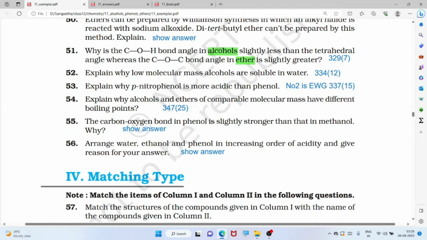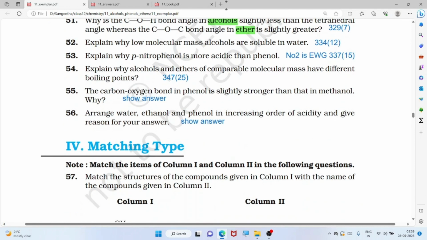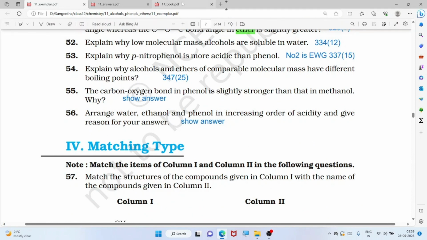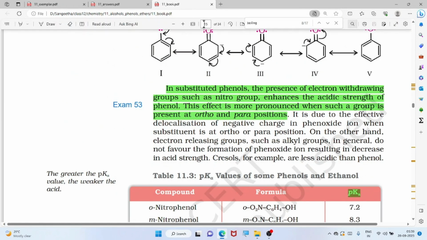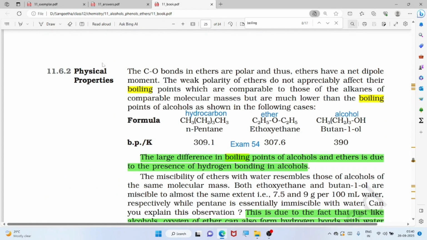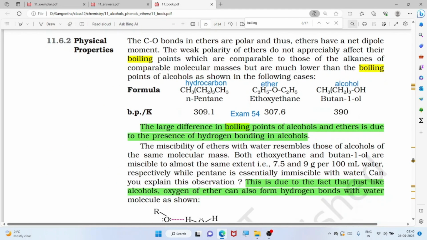Explain why alcohols and ethers of comparable molecular mass must have different boiling points. Alcohol and ether differ due to the presence of hydrogen bonding in alcohols. Okay, alcohols form hydrogen bonding.